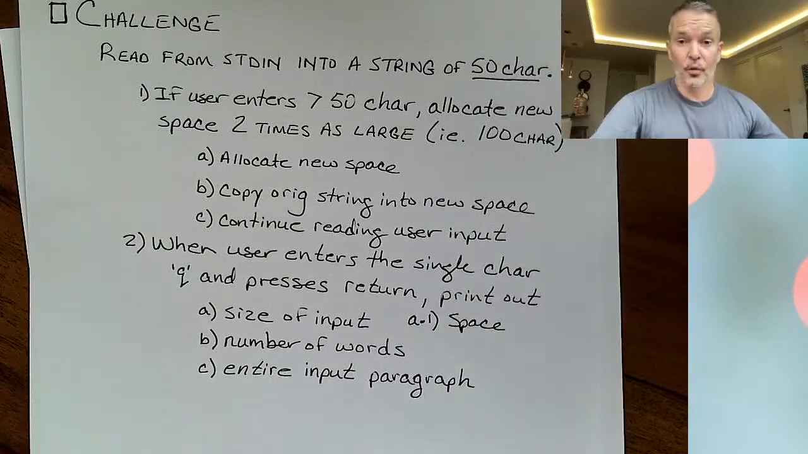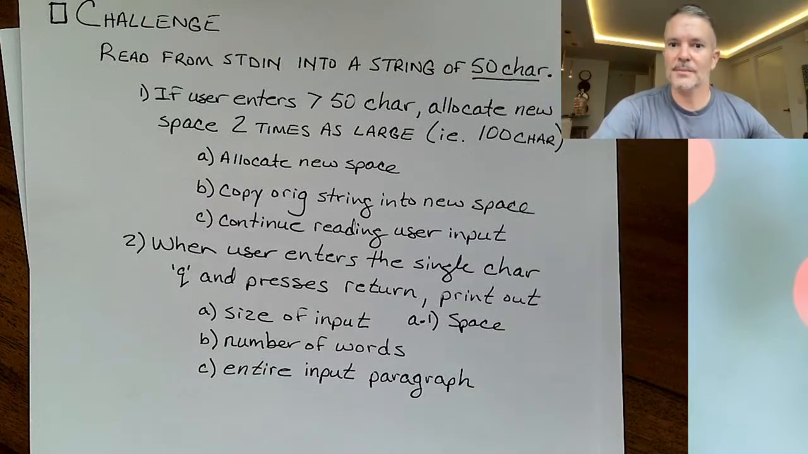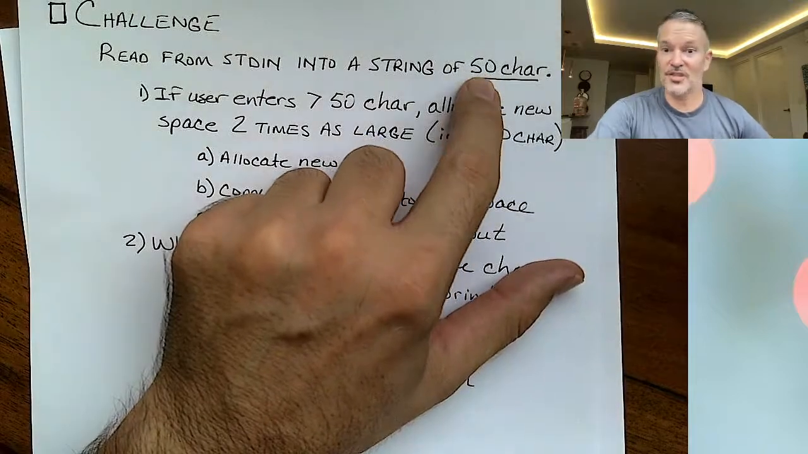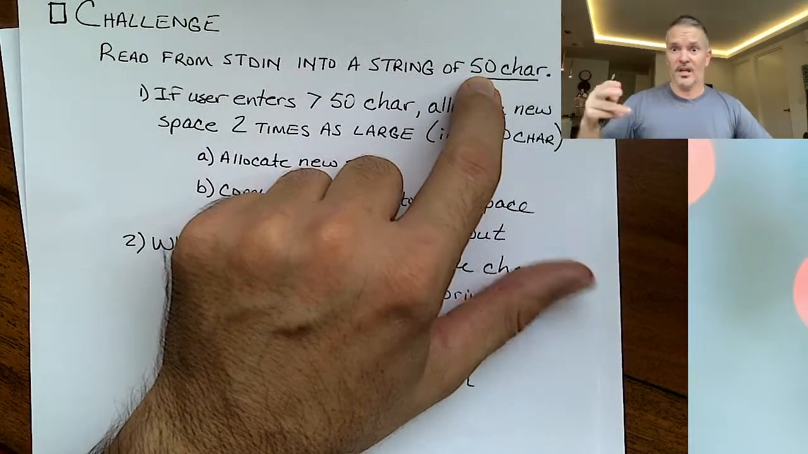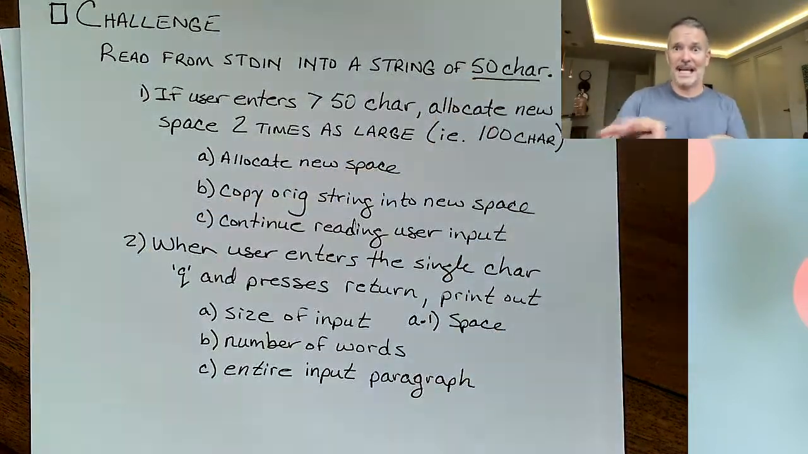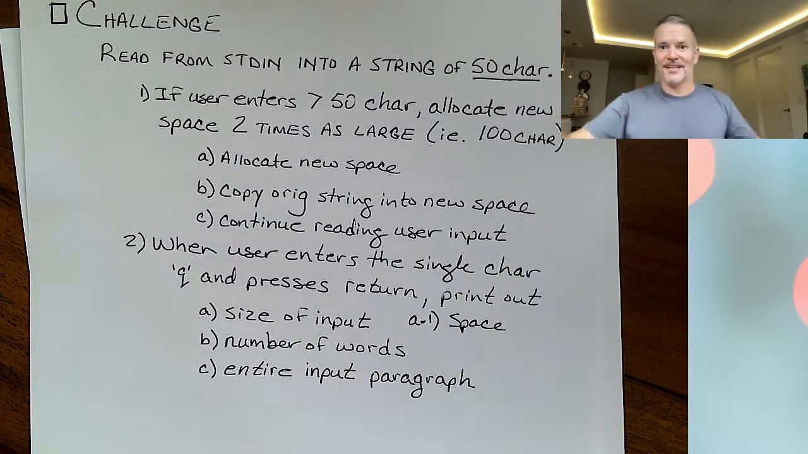So in order to make this work correctly, you'll have to allocate dynamic memory as the user keeps typing. You can reduce the original size of memory down to just 10 characters if you want to practice faster. You don't have to type as much. You just want to exceed the current buffer and jump to the next buffer.